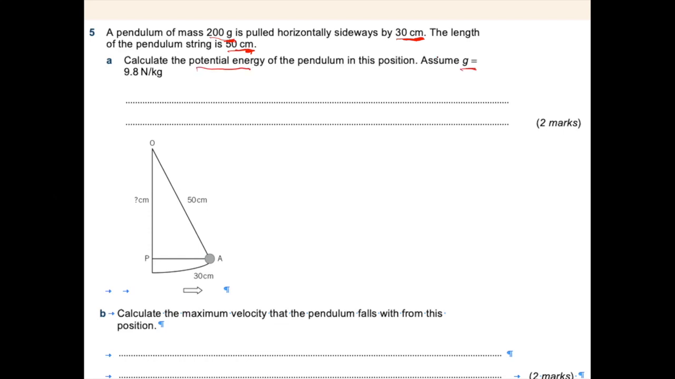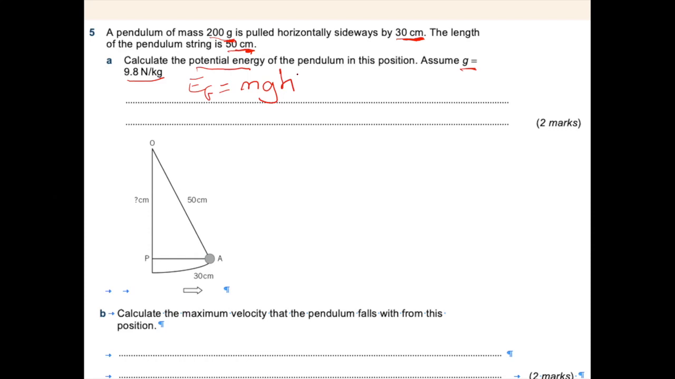Assume G equals 9.8. So they've told us potential energy, gravity, so we're looking to use the equation gravitational potential energy equals mass times gravity times height. That's the only equation on the syllabus that fits that criteria. So that's a help in selecting the correct equation. This one's a little bit more complicated than that.